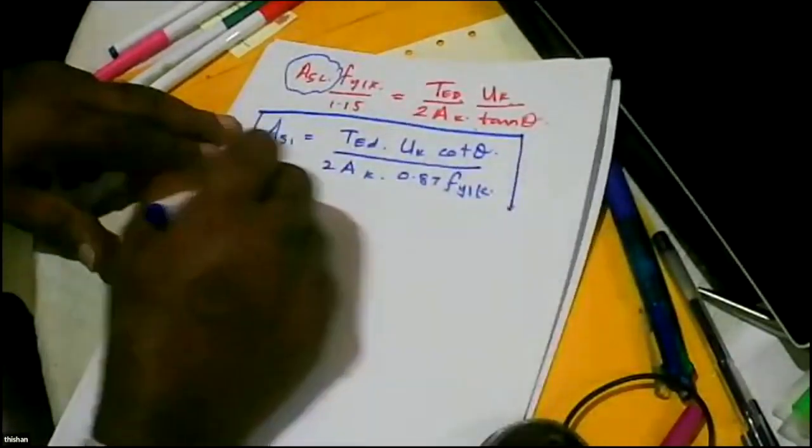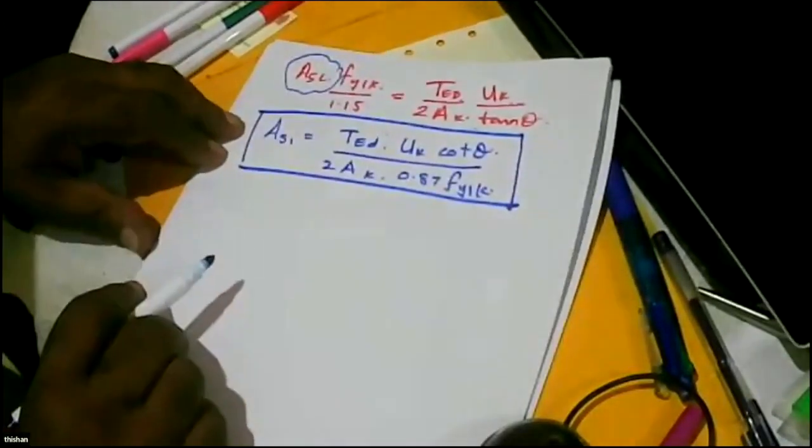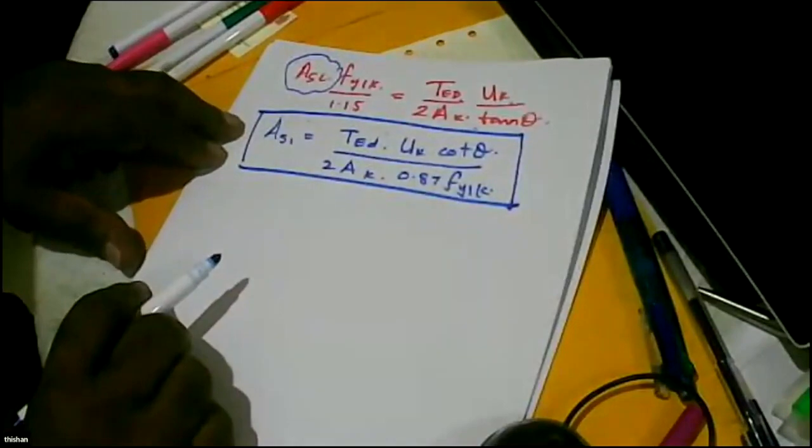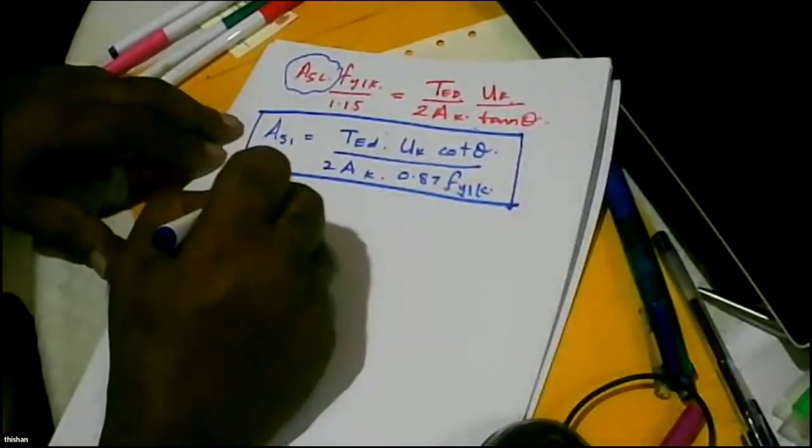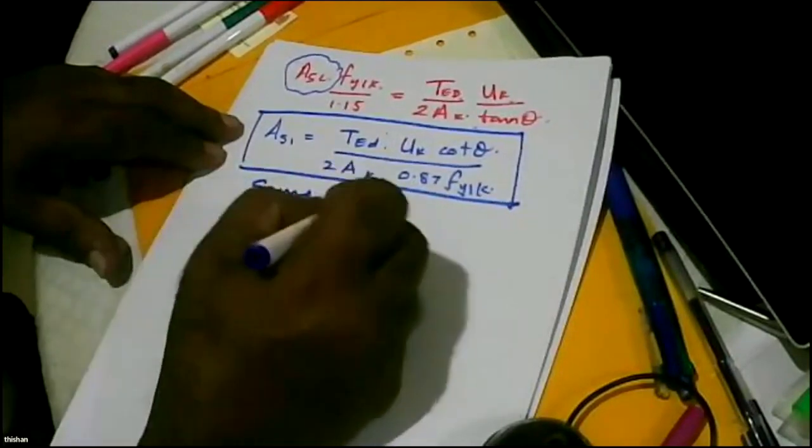This is the exact equation that is given in the code. So that equation is no problem. The only thing is this is a different version of the same equation 6.28.